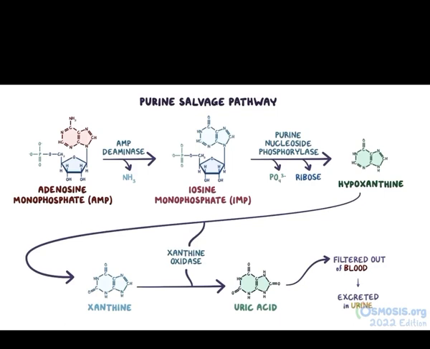Now, those intermediate molecules in purine degradation, guanine and hypoxanthine, can be restored into fresh new nucleic acids through what is known as a salvage pathway. There's an enzyme called hypoxanthine guanine phosphoribosyl transferase, or HGPRT for short, which returns ribose and phosphate back to guanine to form GMP, and to hypoxanthine to form IMP. From there, IMP can become AMP again.